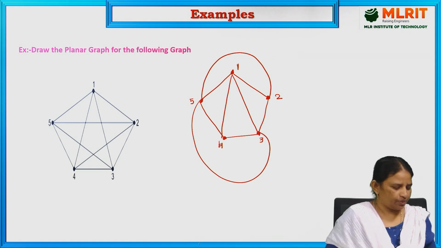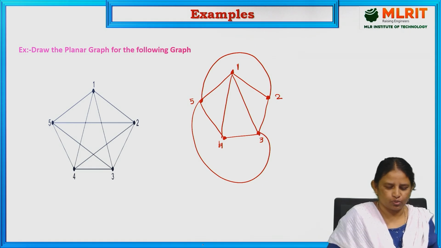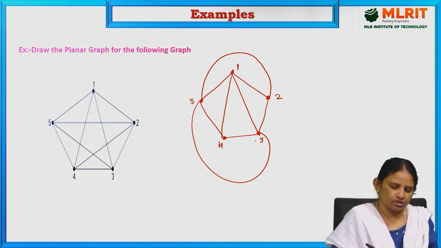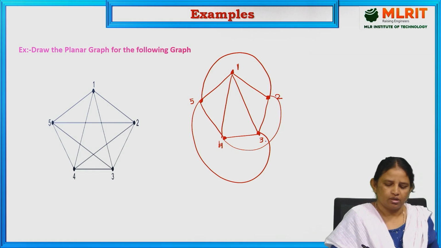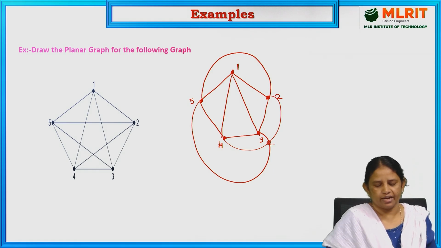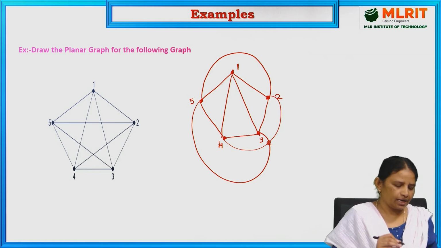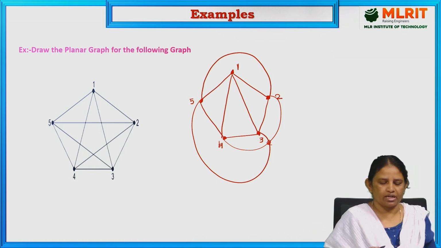3 to 5. Next 4 to 2. If you draw from 4 to 2 in this direction, crossing. Suppose if you draw from outside, also crossing. Then from 2 to 4 is also crossing. There is a crossing of the edge. So it is not a planar graph. We can't draw it on the plane.